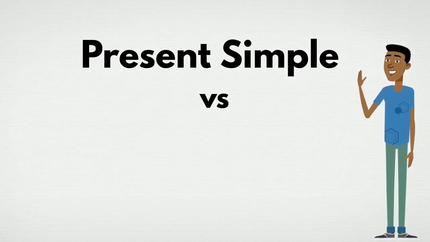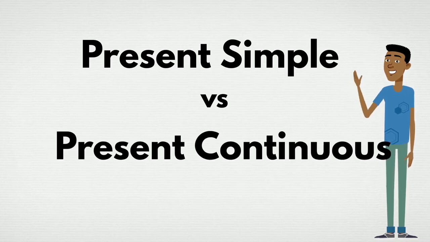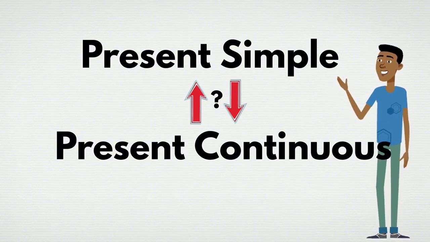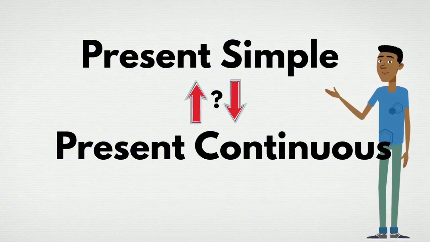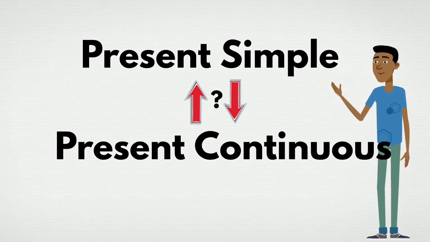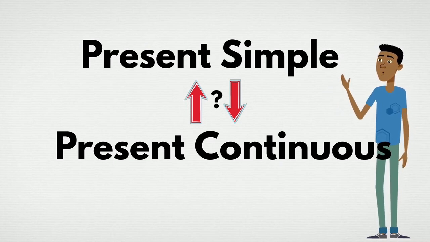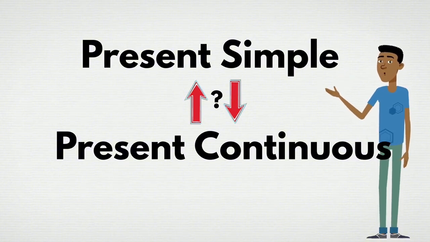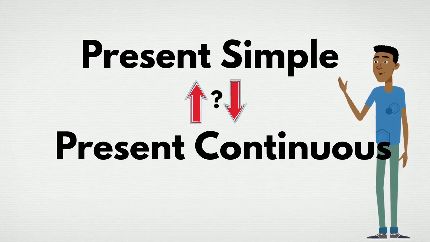Present simple versus present continuous. A mistake English learners often make is mixing up the tenses present simple and present continuous. One reason is that the name present simple makes it sound as though it would be used for all actions happening right at that very moment, in the present. But that's generally not the case. For actions happening right now, the present continuous tense is used.